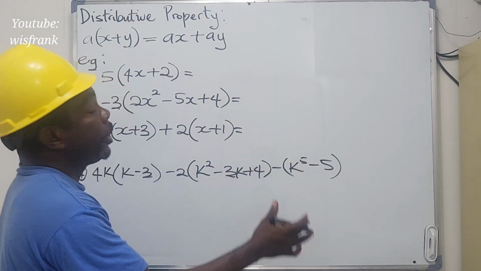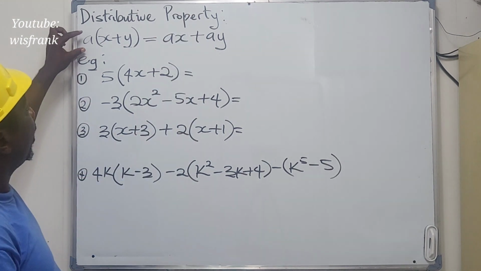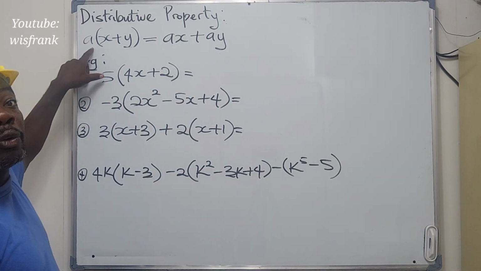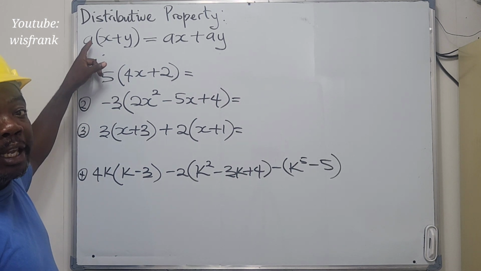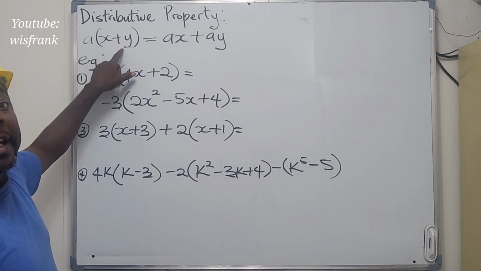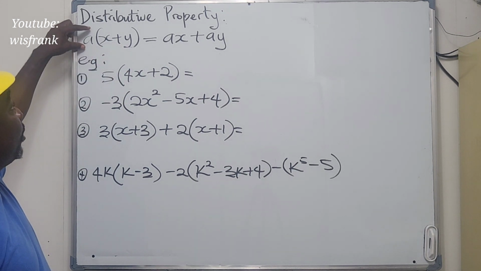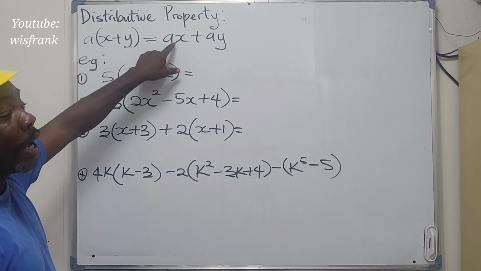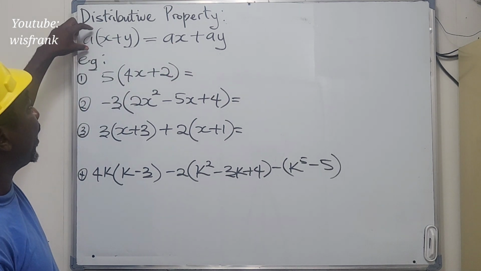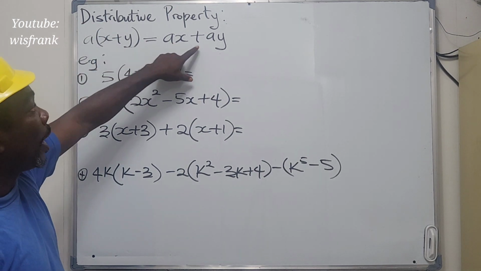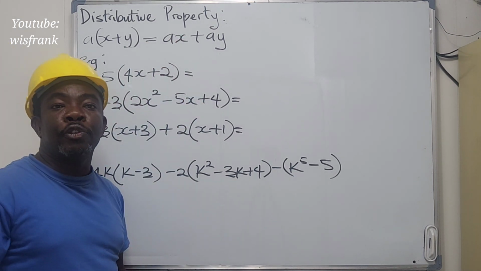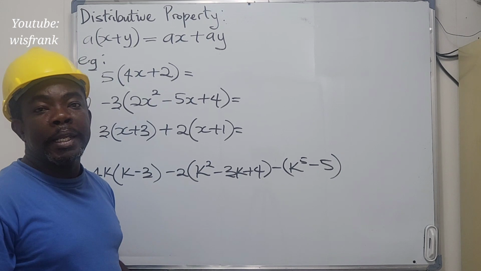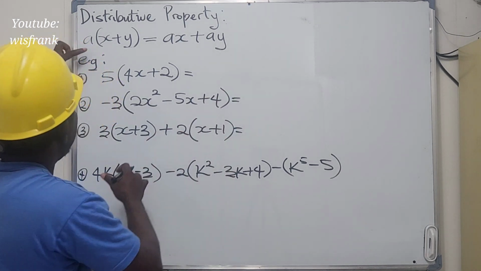The next one is the distributive property. When we have an expression like this, what we need to do is multiply what we have outside the parentheses by each of the variables inside the parentheses. So we are going to multiply a times x, where we have ax, and also multiply a times y, which gives us ay. This is the method that we are going to use to solve distributive properties in polynomials. So here is an example.